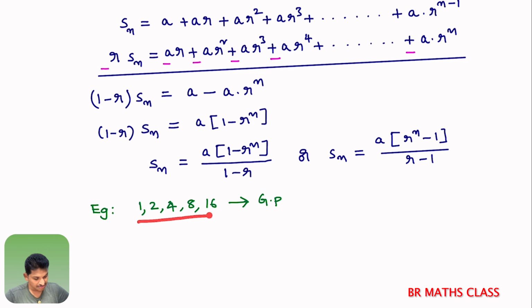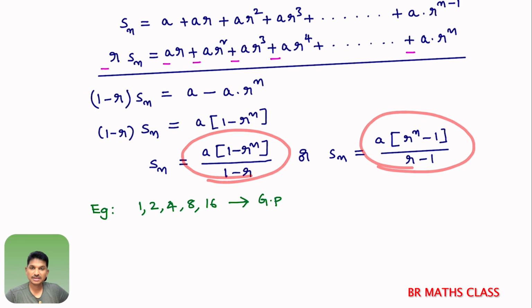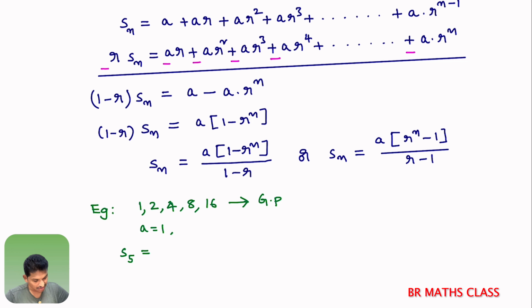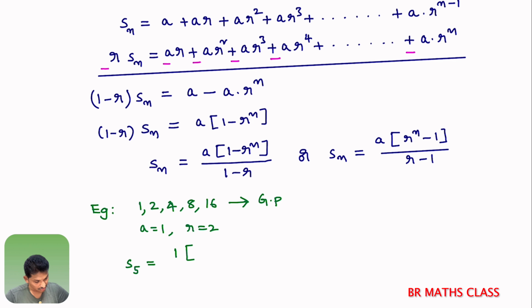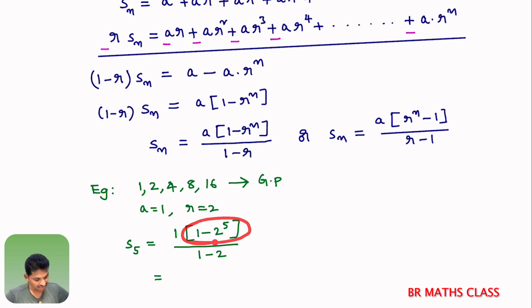You can observe here, these numbers are in geometric progression. Total how many numbers are there? 1, 2, 3, 4, 5. So, I'll calculate sum of these 5 terms with the help of both the formulas. Let's see what we'll get. In this, a is 1. r is 2, common ratio. Sum of 5 terms formula is what? a into 1 minus r power n; I'll substitute this a value, r value in this formula. 1 into 1 minus 2 power n, n indicates number of terms, here n is 5, 2 power 5, divided by 1 minus r. You simplify, what you will get? You see here, 1 minus 32, that is minus 31 divided by minus 1, which is same as 31. So, if you simplify this, you will get 31.